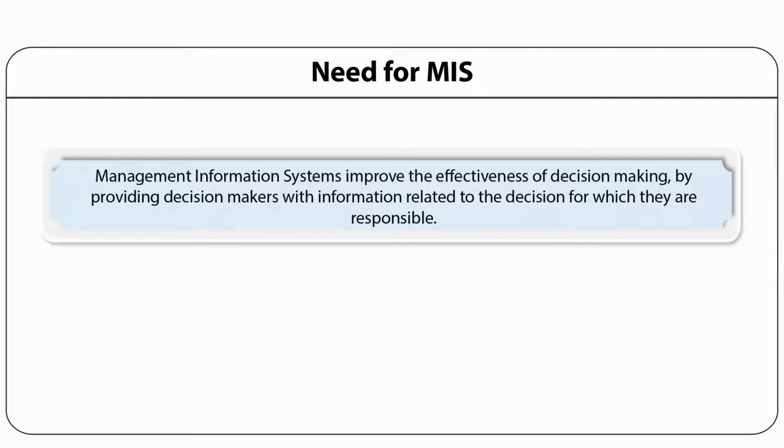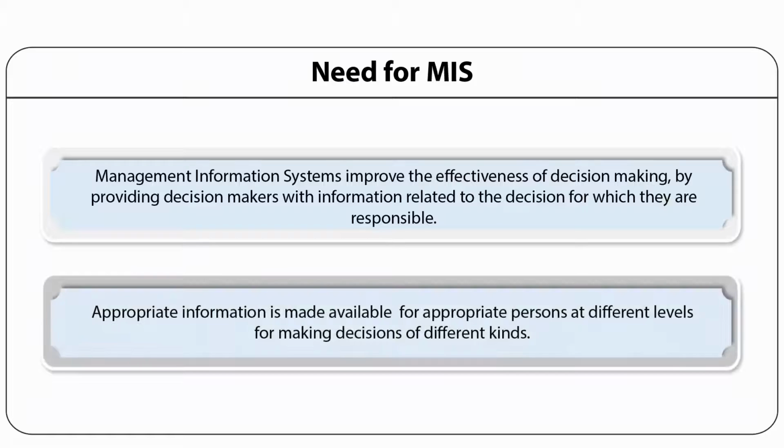Let's take a look at need for MIS. Management information systems improve the effectiveness of decision making in organizations. This is by providing decision makers with information related to the decision for which they are responsible. Appropriate information is made available for appropriate persons at different levels for taking decisions of different kinds. MIS improves the effectiveness of decision making by providing decision makers with appropriate information, depending on their level, it can be top, middle, or lower level of management.